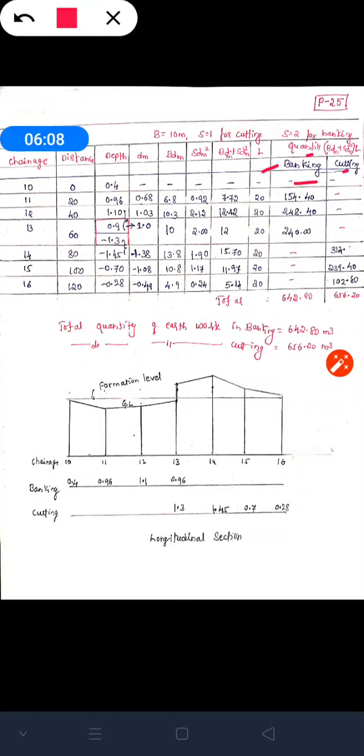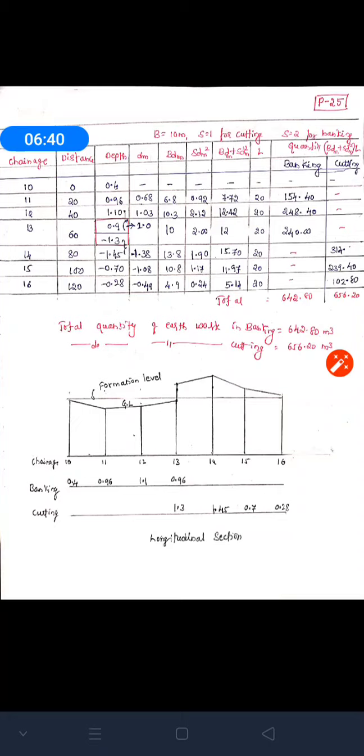Now first I'll start with chainage 0 here. Distance is 0, there is no distance because it is the starting chainage. What we got, chainage is 0, then the depth is 4 here. There is no other depth here, so all these values we have to put dash up to the banking and cutting.